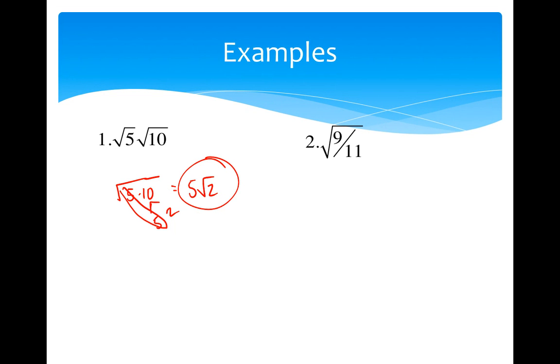Question 2, square root of 9 over 11. 9 over 11 does not simplify, so I can pull this apart into square root of 9 over square root of 11. Square root of 9 does simplify. Square root of 11 does not. I cannot leave that radical in the denominator, so I have to rationalize. Here again, it's a singular radical, so I can just multiply it by itself. But whatever I do on the bottom, I also have to do in the numerator.